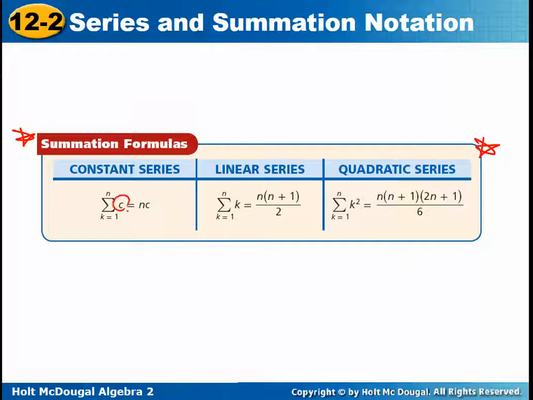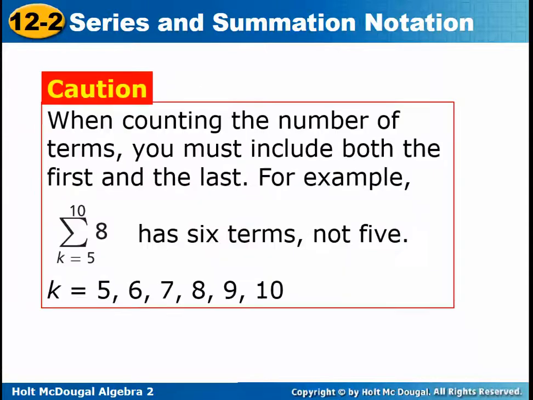So these you want to keep handy. If you have either a constant, linear, or quadratic series, it'll have the form where this is just a constant, a number, not a variable. This will be just k, and then this will be k squared. Don't forget that when you're finding n, how many terms you have, that this has 5, 6, 7, 8, 9, 10. 1, 2, 3, 4, 5, 6. This has 6 terms, not 5. Don't just take 10 minus 5. You have to count both the 5 and the 10 as your term numbers.